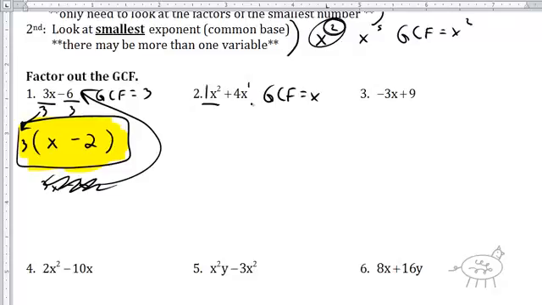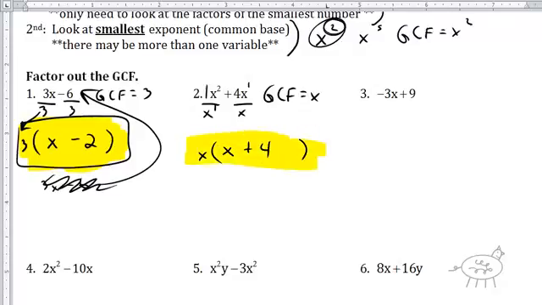So I'm going to divide each of these by x. So x squared divided by x, first I'm going to put the x in front, because you always put the greatest common factor in front. So remember x squared over x to the 1 is just x, and x divided by x just cancels, so it's plus 4. And this is my final answer.